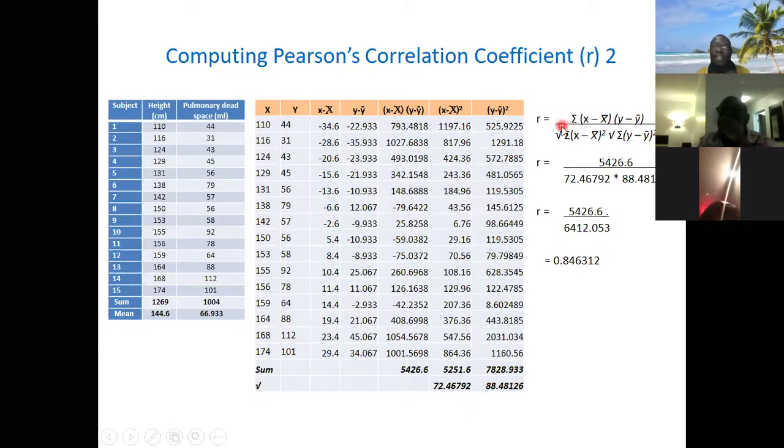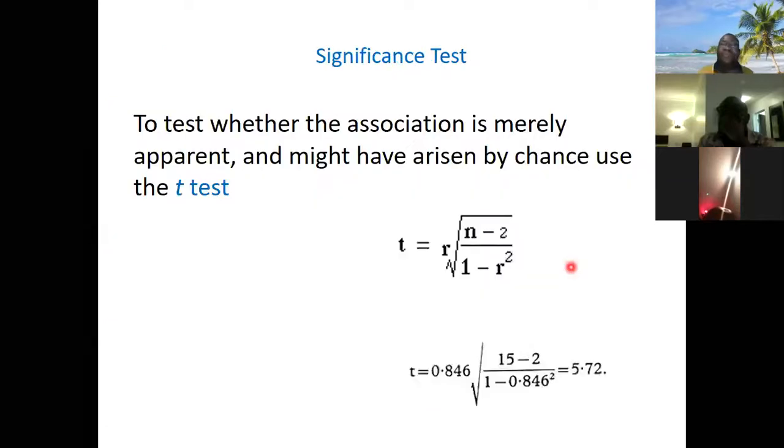So if we look at it now, 5426.6 will be the numerator, divided by the square root of the standard deviation, that is this one, square root of the summation of x minus x bar squared, and the second one, square root of the summation of y minus y bar squared. When you do it, it gives you this, which is the correlation.